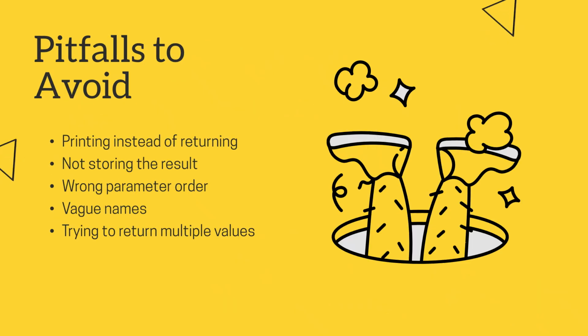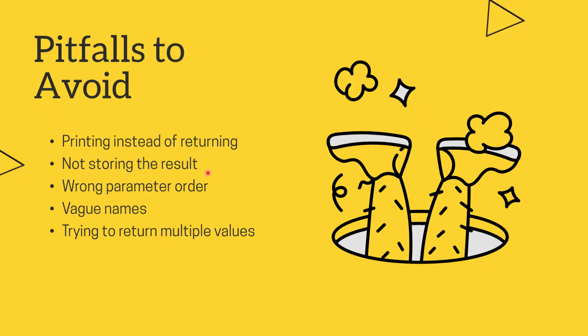Okay, so I wanted to talk about some common pitfalls and how to avoid them. These are some of the common issues that I see in beginner function pseudocode. One is printing instead of returning. If a function is supposed to return, then you need to use the return keyword. You can print in main after you capture the value, but in the function, you need to use the return keyword.